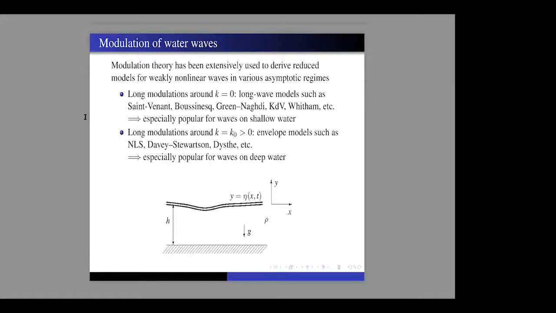And so the sketch down here is just to show you that I'm going to restrict myself to the 2D problem, x, y, for gravity waves. So in my notation, eta, that's the free surface elevation, g is gravity, and the water depth is going to be infinite, so deep water.